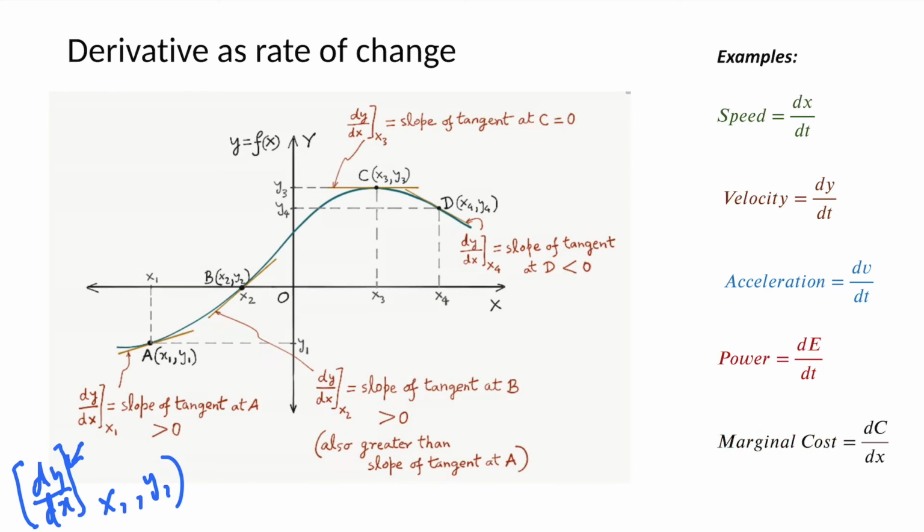Economists use the notion of marginal cost, and here C represents the cost of doing something. So imagine a factory that is producing certain goods, and C denotes the cost of producing those goods from the factory, and let's say x means the volume or the quantity of goods produced. So for every unit increase in the quantity of goods produced, what is the increase in the cost of production? That is dc by dx, and that is called the marginal cost.